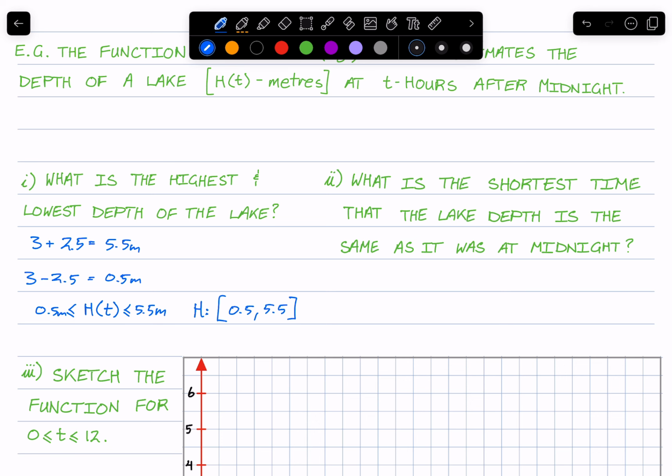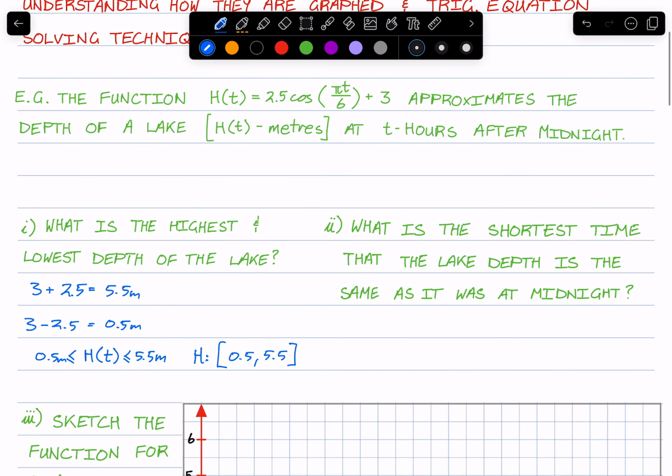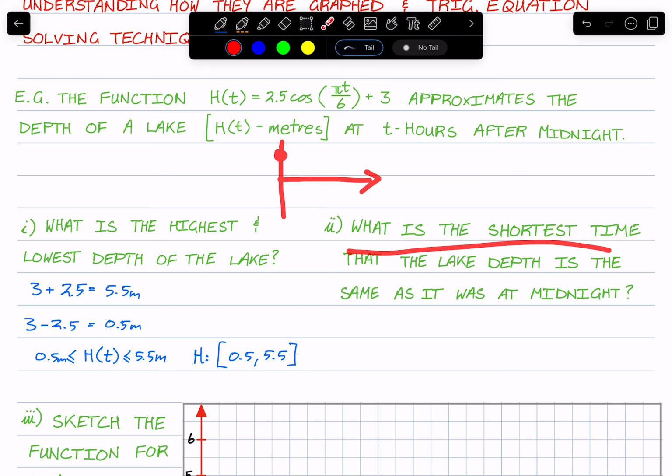Okay, so let's now move on to the next question. What is the shortest time that the lake depth is the same as it was at midnight? So once again, with the original function of cosine, it starts at 1. This question is asking how much time on the x-axis will it be before it gets back to 1. Well, in the original function, from 1 to 1, it takes a length from 0 till 2 pi. This is actually asking about the period of this graph.